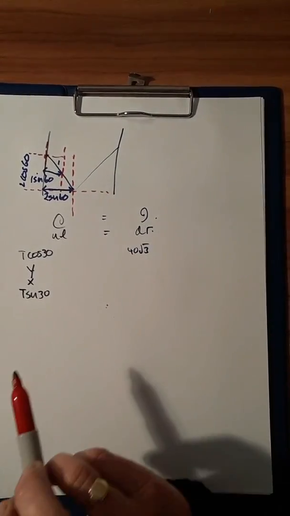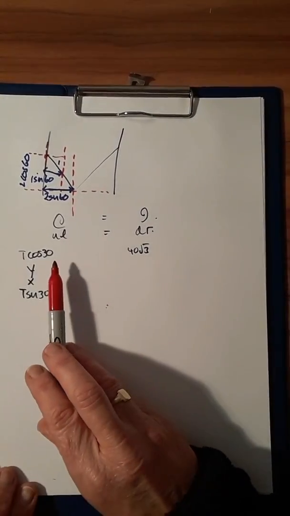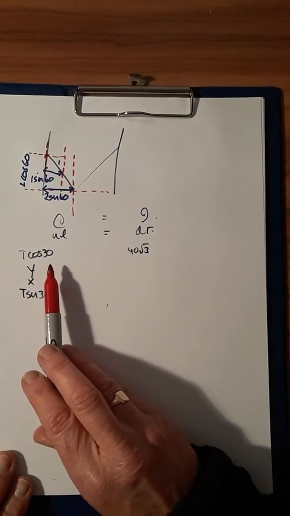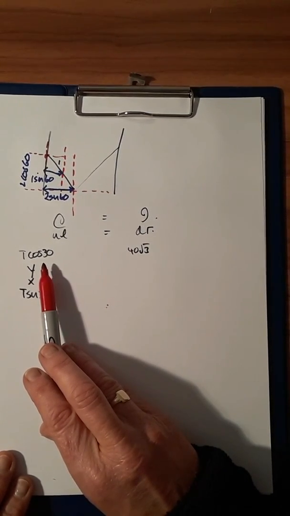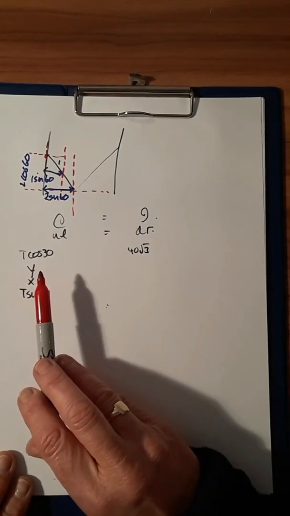Okay, let's put the distances of each force now from the fulcrum, and then we'll be able to work out the moments. So the T cos 30 is twice sine 60 away.